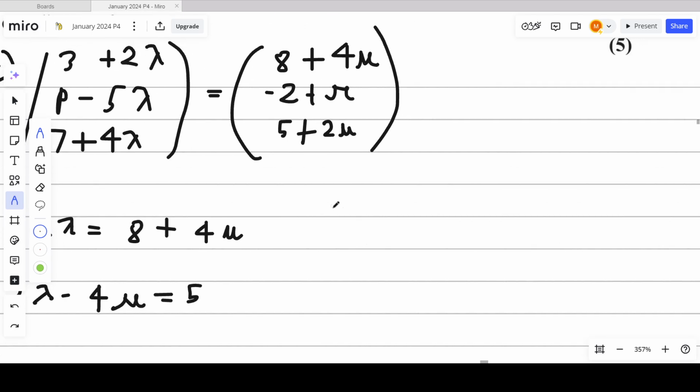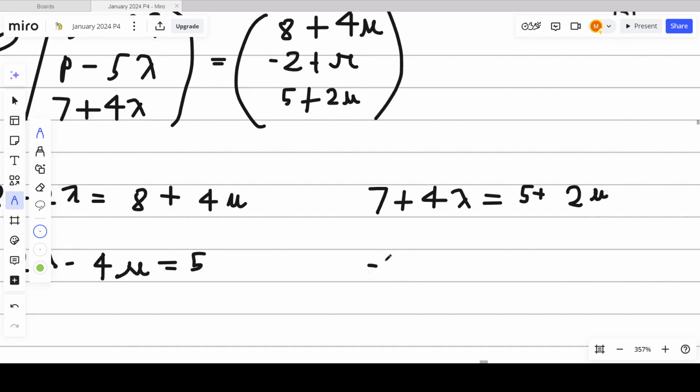Let's consider the k components. The k component of L1, 7 plus 4 lambda, would be equal to 5 plus 2 mu. Take 2 mu to the left, so we get 4 lambda minus 2 mu equals 5 minus 7, which is negative 2.